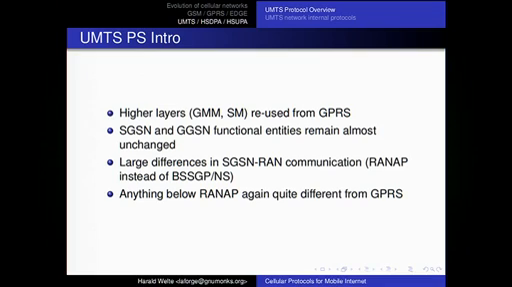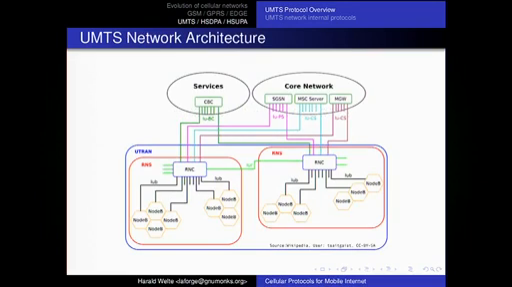Most of the SGSN remains the same, the GGSN remains completely the same, but anything that relates to the radio access layer, to the BTSs and so on, is not only different, but is also called completely different. So there's no BTS, there's a Node B, there's no BSC, there's an RNC, so all these things. The mobile phone is no longer the MS, it's now the MT.